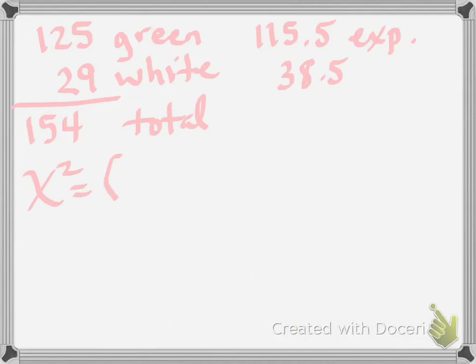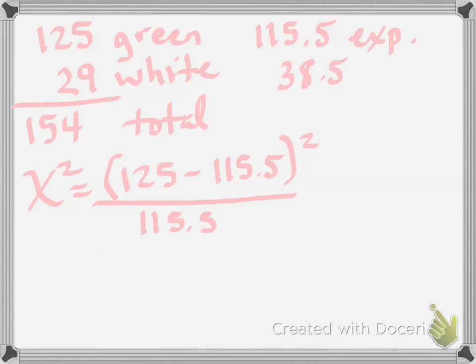On chi-square, it is the observed minus the expected, squared, over the expected. That was for green. I'm going to do it again for white. You guys get your calculators out, and remember we're going to go 4 places behind the decimal. So start working with your calculator. Let's see what we get. Keep your fingers crossed.